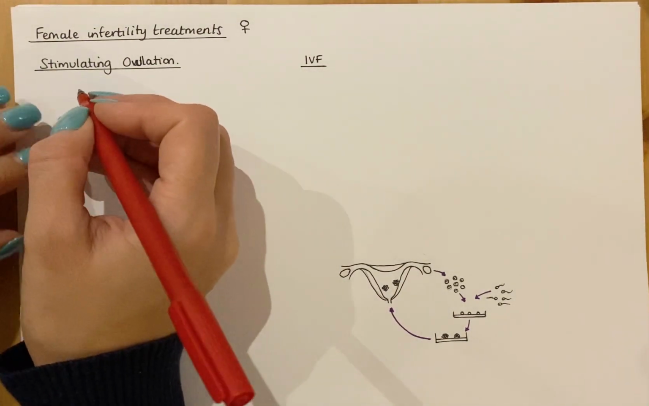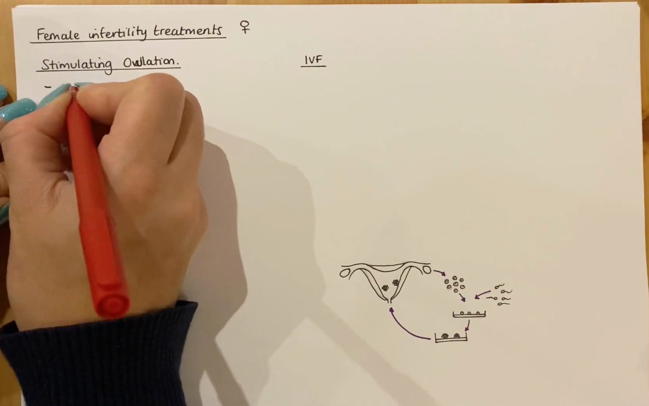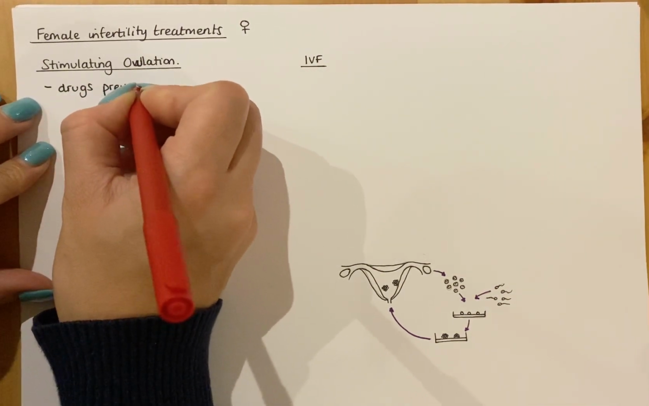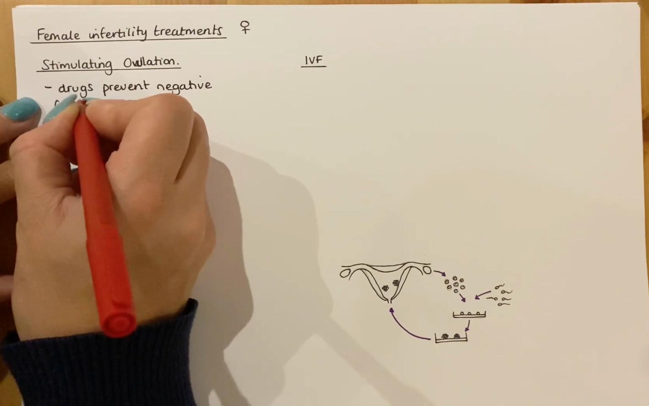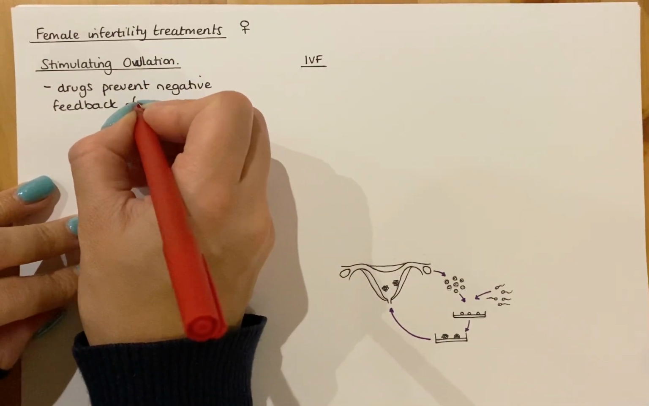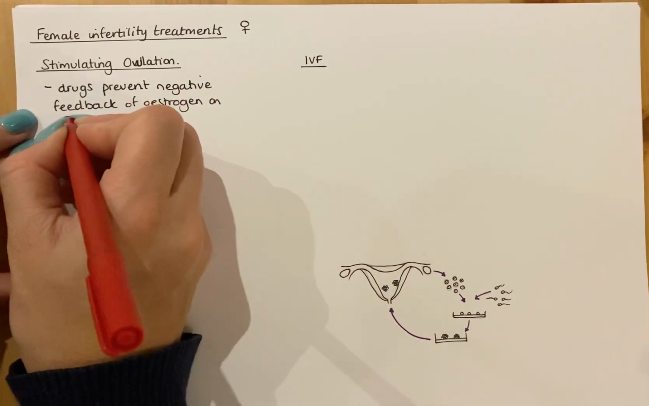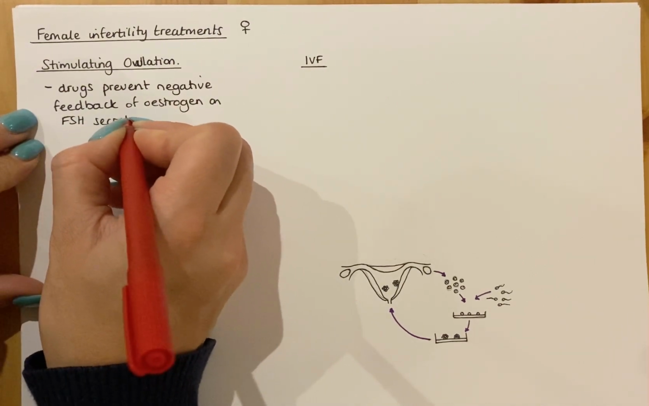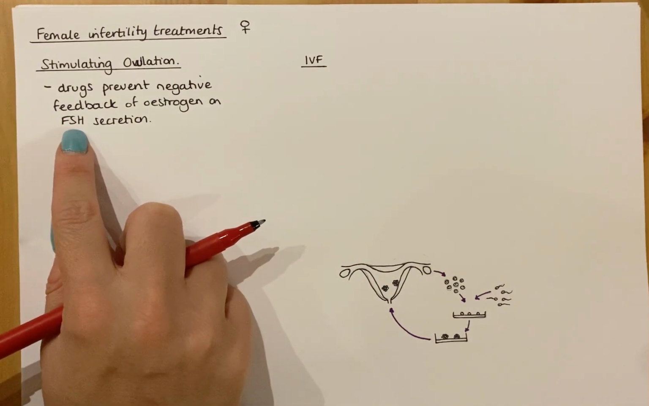So initially, if you talk about stimulating ovulation, it can be used just in general to overcome infertility in females without IVF. So what they'll do is they can use drugs that prevent the negative feedback of one particular hormone. So negative feedback often is associated with estrogen. So drugs that prevent the negative feedback of estrogen on your pituitary hormones. And that pituitary hormone would be FSH. Okay, so if you then prevent that FSH secretion from being inhibited, that means the FSH will increase, and therefore a follicle around an ovum will develop, and therefore it's much more likely to be able to ovulate later on.